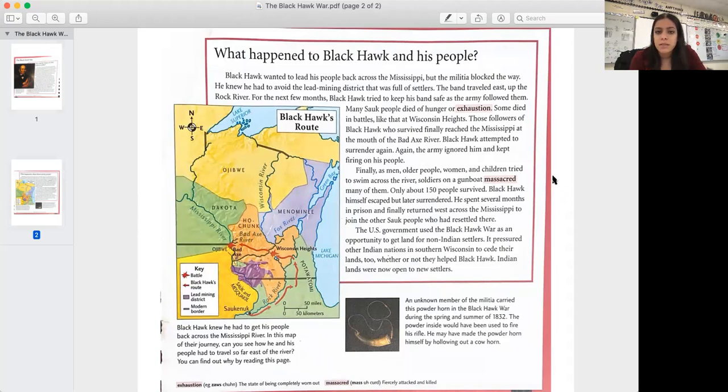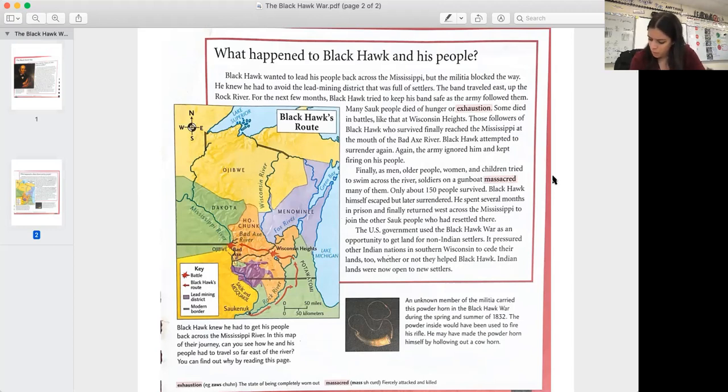He spent several months in prison and finally returned west across the Mississippi to join other Sauk people who had resettled there. The U.S. government used the Black Hawk War as an opportunity to get land for non-Indian settlers. It pressured other Native American nations in southern Wisconsin to cede, which we know means to surrender, their lands too, whether or not they helped Black Hawk. Indian or Native American lands were now open to new settlers.